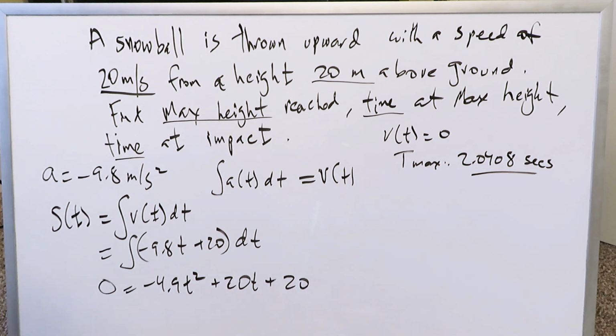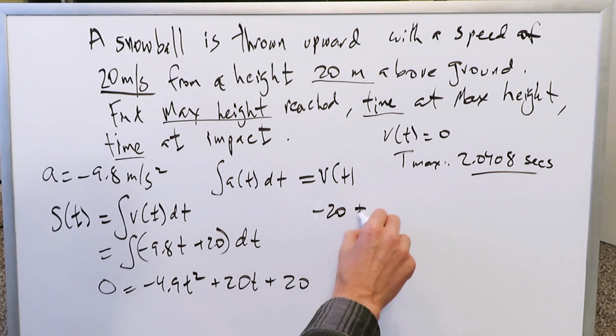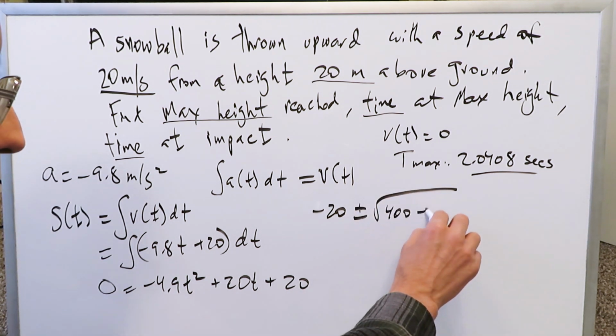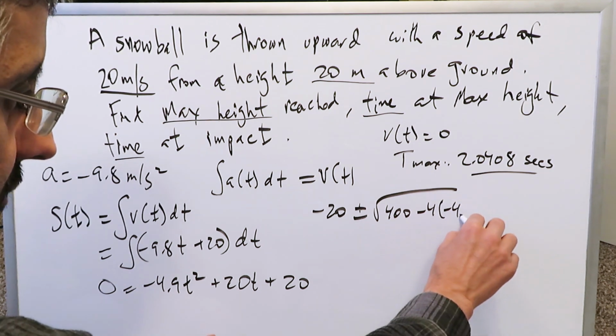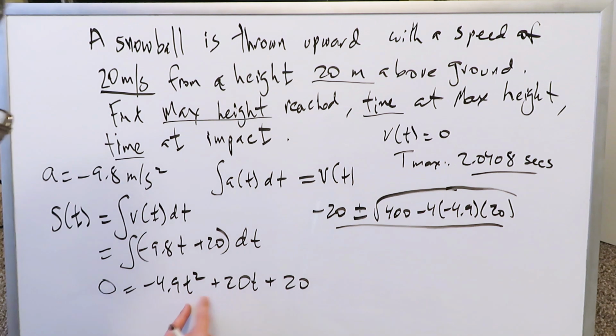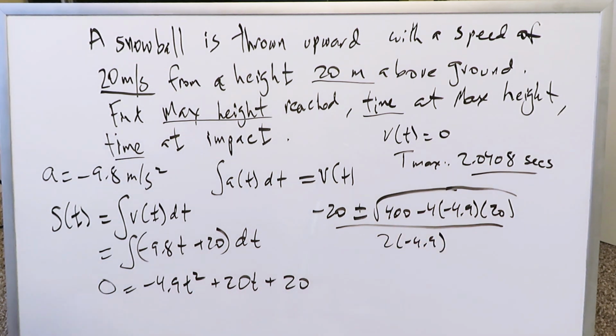Quadratic equation, quadratic formula, a, b, and c. We'll have here minus 20 plus and minus the square root of b squared minus 4ac. We'll have 400 minus 4 times minus 4.9 times 20, all divided by 2 times minus 4.9. We have to basically aim for the answer which will be positive. You will disregard the negative answer and we will maintain the positive answer.